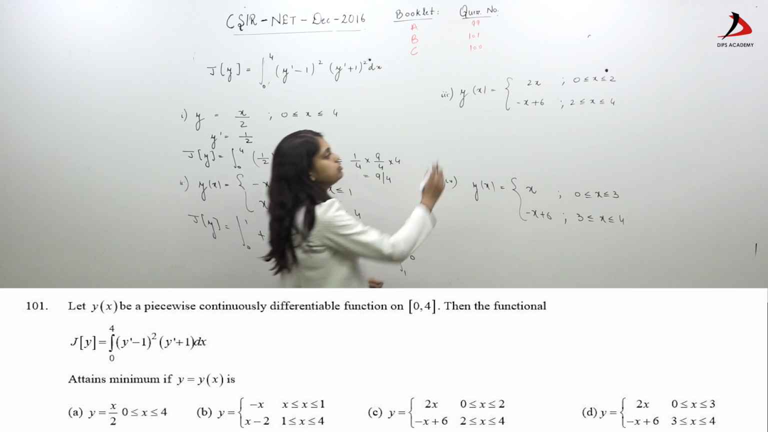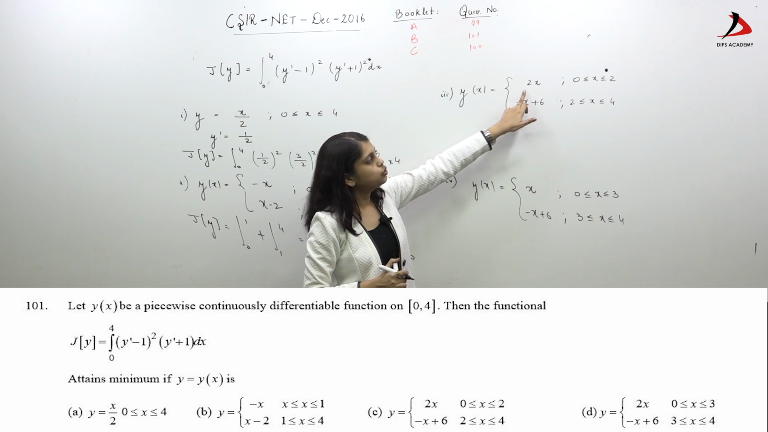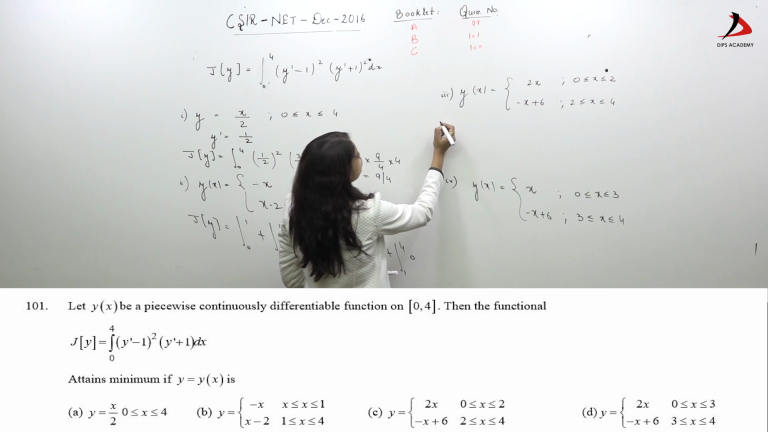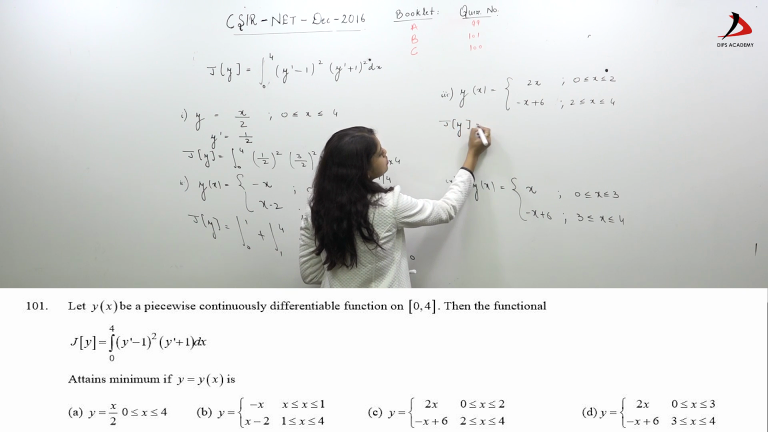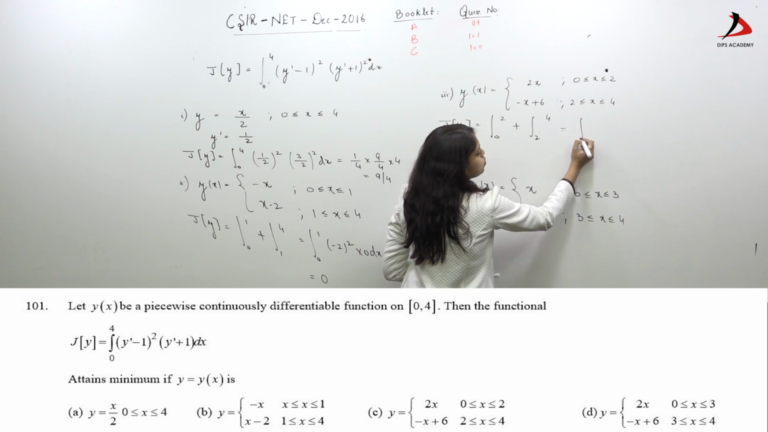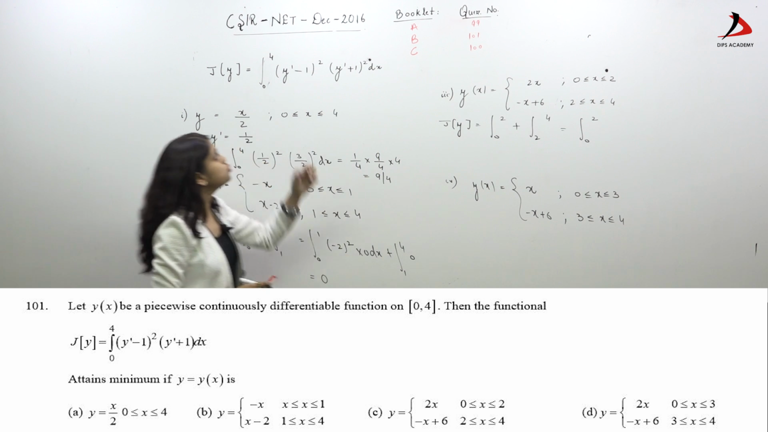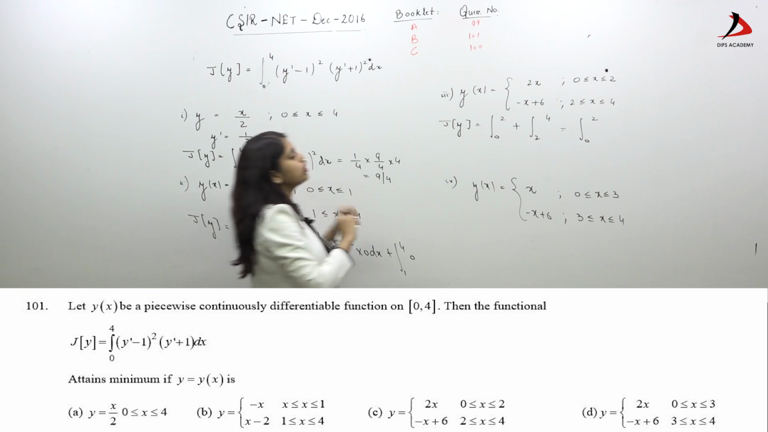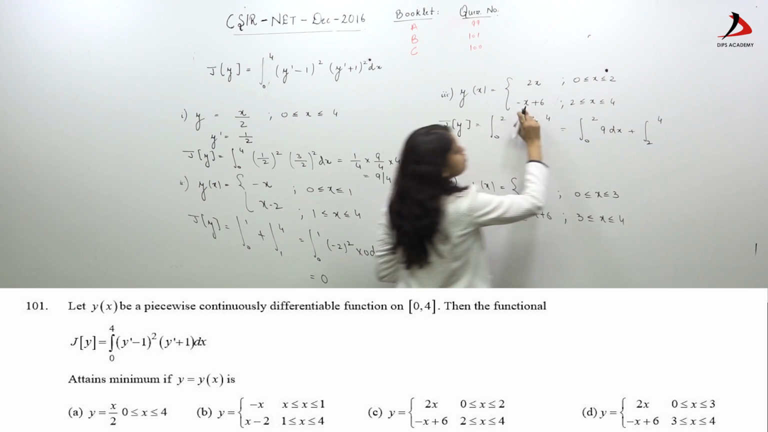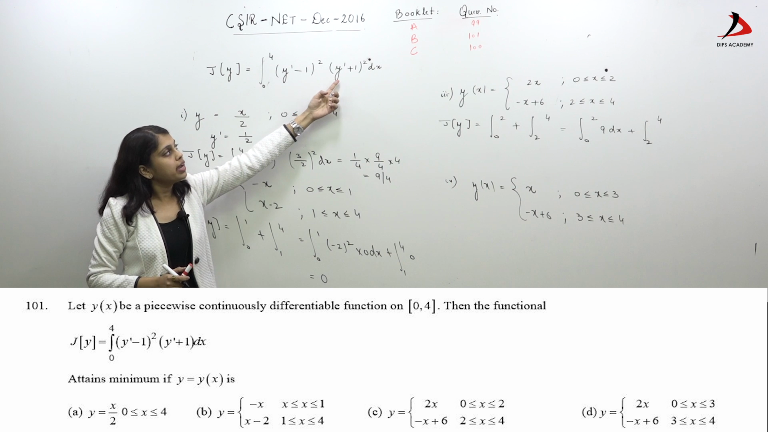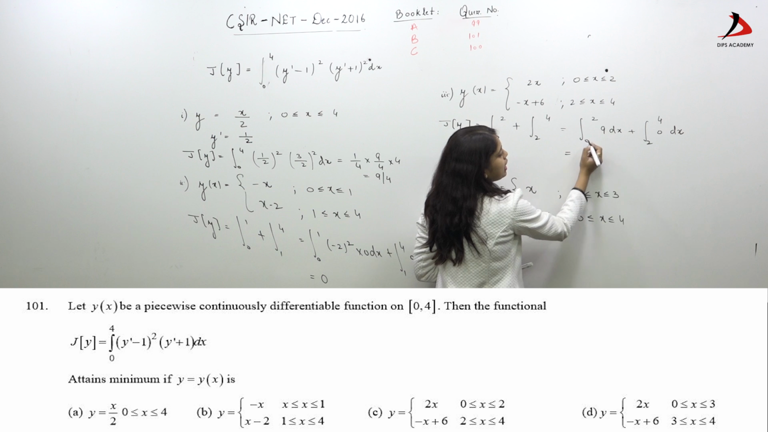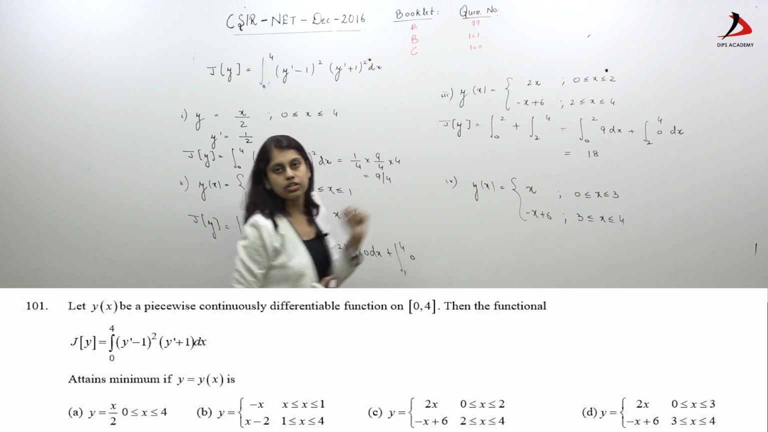Now for the next option, again I will get y dash as 2 from 0 to 2 and y dash as minus 1 from 2 to 4. So your J of y in this option will be 0 to 2 plus 2 to 4. In 0 to 2, when I put y dash as 2, from here 2 minus 1, 1 square, and 3 square, 9, dx. From 2 to 4 I will get y dash as minus 1, and the moment I put minus 1 here, I will get 0 only. So from here I will get 18 as the functional value.